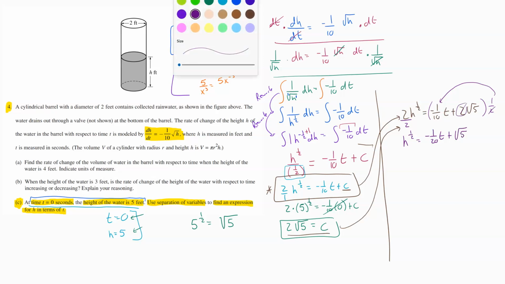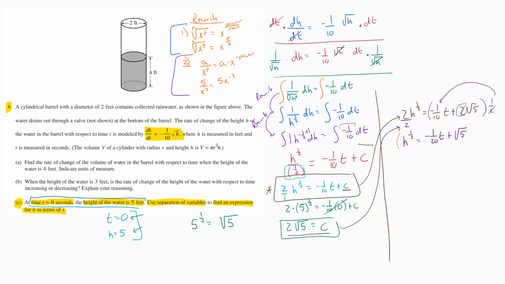Then the last thing is we need to get rid of that 1/2 on our t, so we would end up squaring both sides. You want to get h to the power of 1, so whatever I do to one side, I have to do to the other, and we're squaring that whole equation. So we'll end up with h equals negative 1/20 t plus the square root of 5 squared. And then oftentimes they want you to write it in function notation, so you would say h of t equals negative 1/20 t plus the square root of 5 squared.